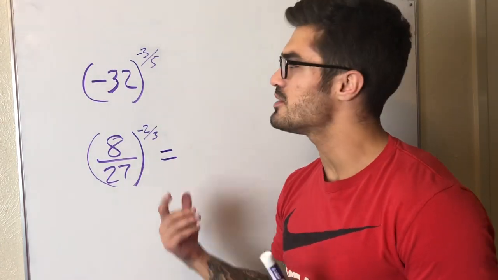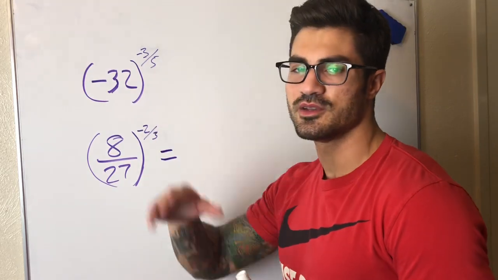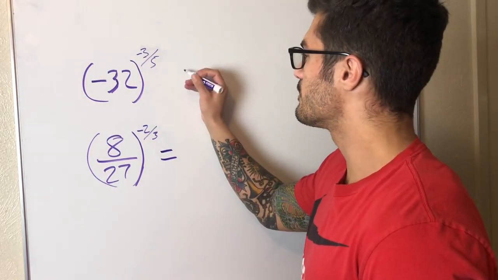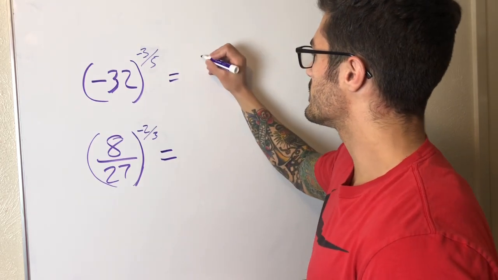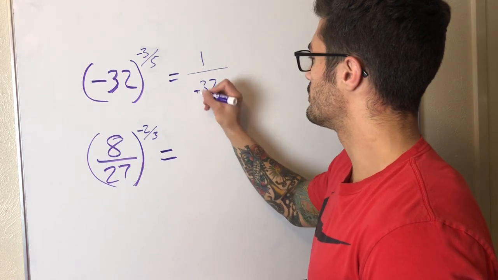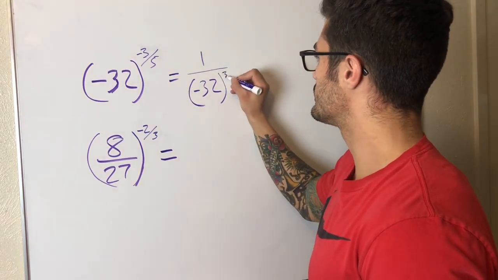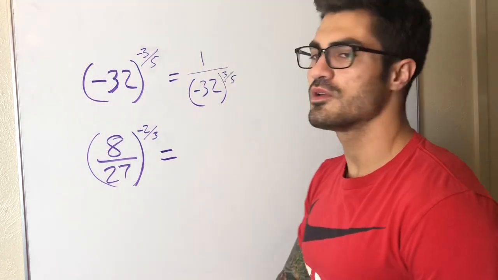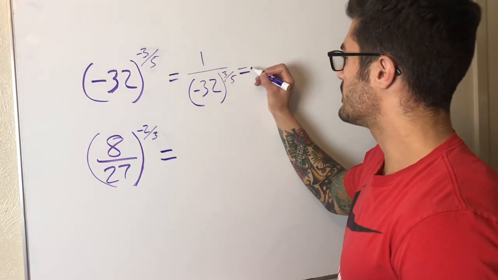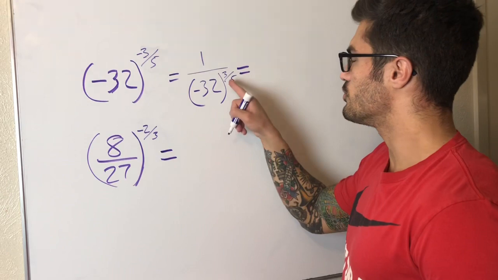So this can only work because this is odd, so I know this can work. And I'm still going to do that same process. I have a negative exponent, so I'm going to get rid of the negative exponent. I'm going to rewrite this as 1 over negative 32 to the 3/5. Right? And now I can use my same properties, my same rules.